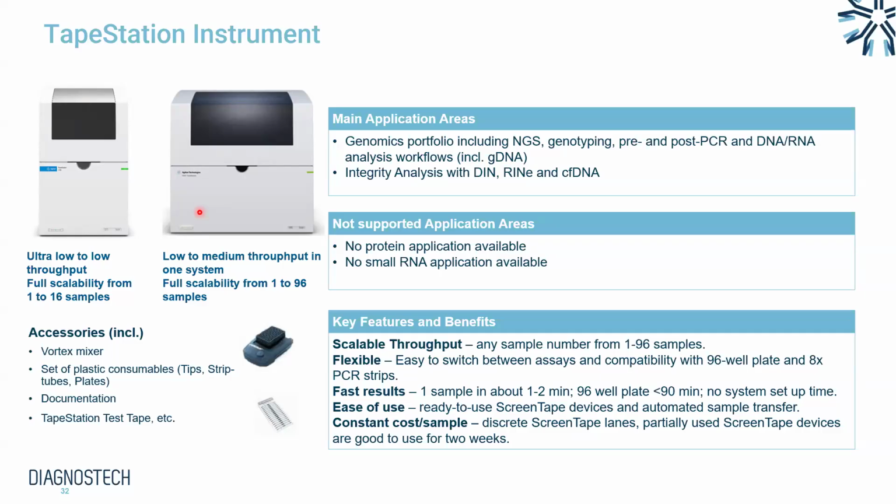And the key features of the system is that there's scalable throughput. It's flexible to use. It's very easy to switch between assays. Fast results, it generally takes about 1 to 2 minutes per sample, or less than 90 minutes for 96 samples on the 4200. It's easy to use, and there's also a constant cost per sample as you use discrete ScreenTape lanes. And you can also reuse partially used ScreenTapes for up to 2 weeks.